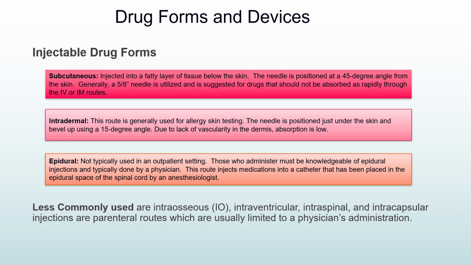Epidural. Not typically used in an outpatient setting, those who administer must be knowledgeable of the epidural injections, and it is typically done by a physician. This route injects medication into the catheter that has been placed in the epidural space in the spinal cord by an anesthesiologist. Less commonly used methods are intraosseous or IO, intraventricular, intraspinal, and intracapsular injections, which are parenteral routes usually limited to a physician's administration.